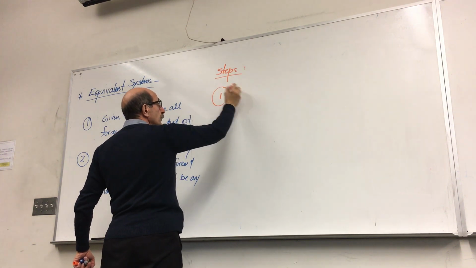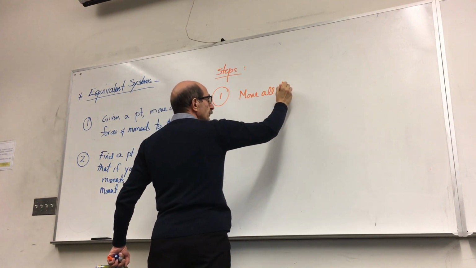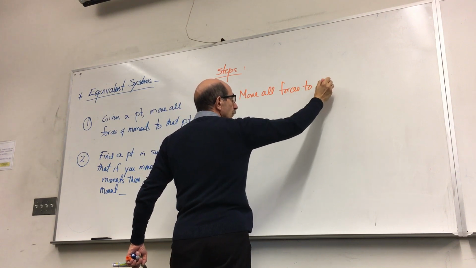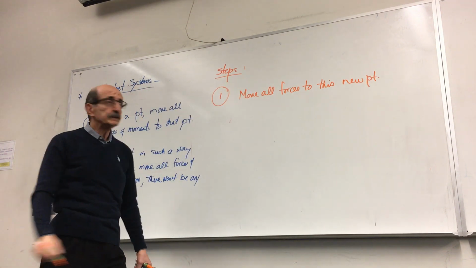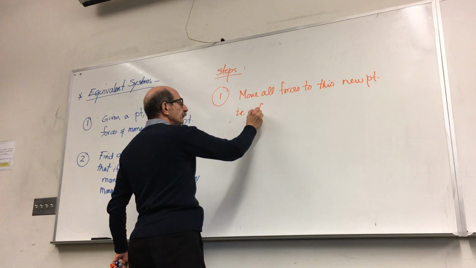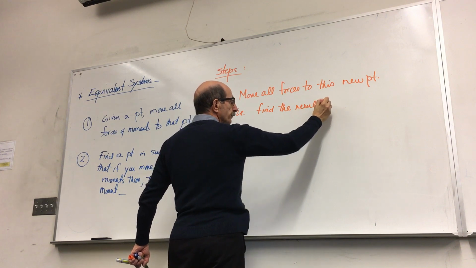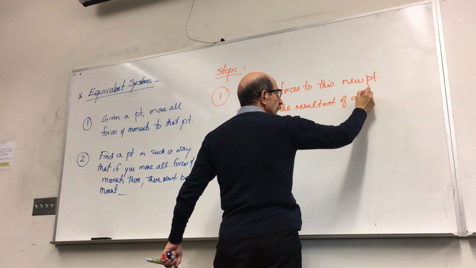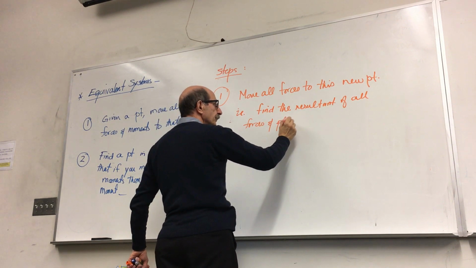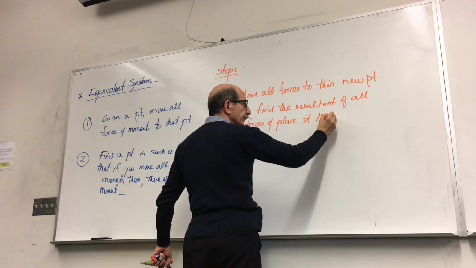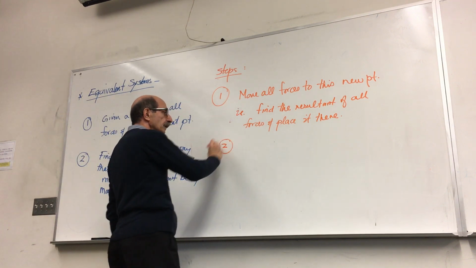Step one, you just simply move all forces to this new point. What does that mean? That means find the resultant of all forces and place it there. Okay. The second step, once you move those forces, you have to pay a penalty.